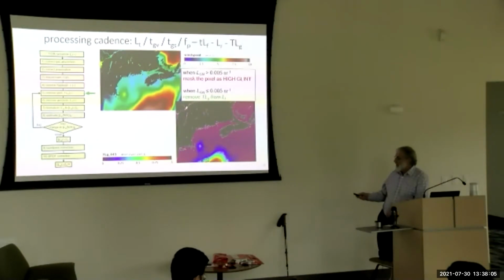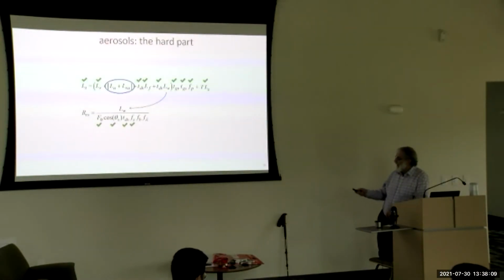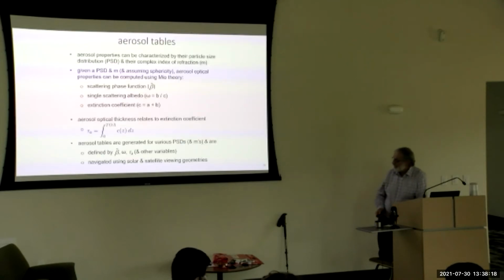Okay, so now we've applied all of this stuff. We removed the glint, and we've taken care of wherever it was, this term here. Now we get to the hard part, which is the aerosol business. They've built an enormous number of lookup tables for different aerosol properties, and the aerosols are characterized by their particle size distribution and their complex index of refraction, the real and imaginary parts.